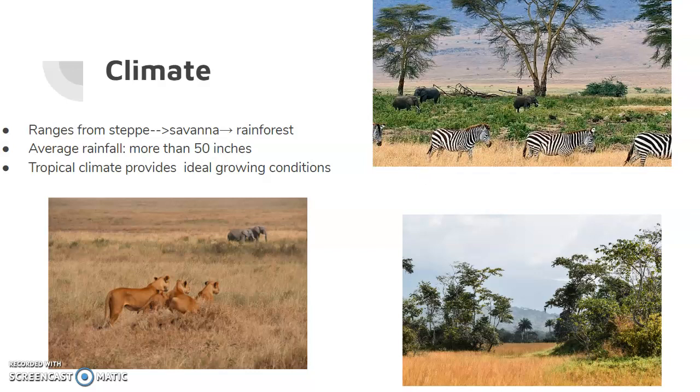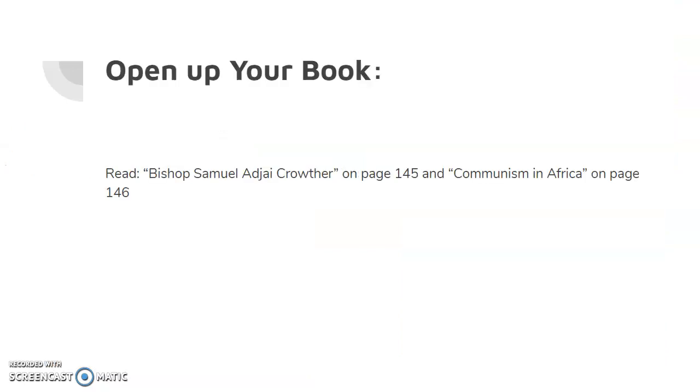Well, the climate ranges from steppe, savanna to rainforest, and we have an average rainfall in this area of more than 50 inches, with some exceptions, of course. For instance, some areas along the coast receive well over 80 inches. The tropical climate really provides ideal growing conditions. So I want you to open up your books, because like I said earlier, it's good to look at the brown boxes and read about Bishop Samuel Ajayi Crowther on page 145 and Communism in Africa on page 146. And after you've read that, you can keep watching the lecture.